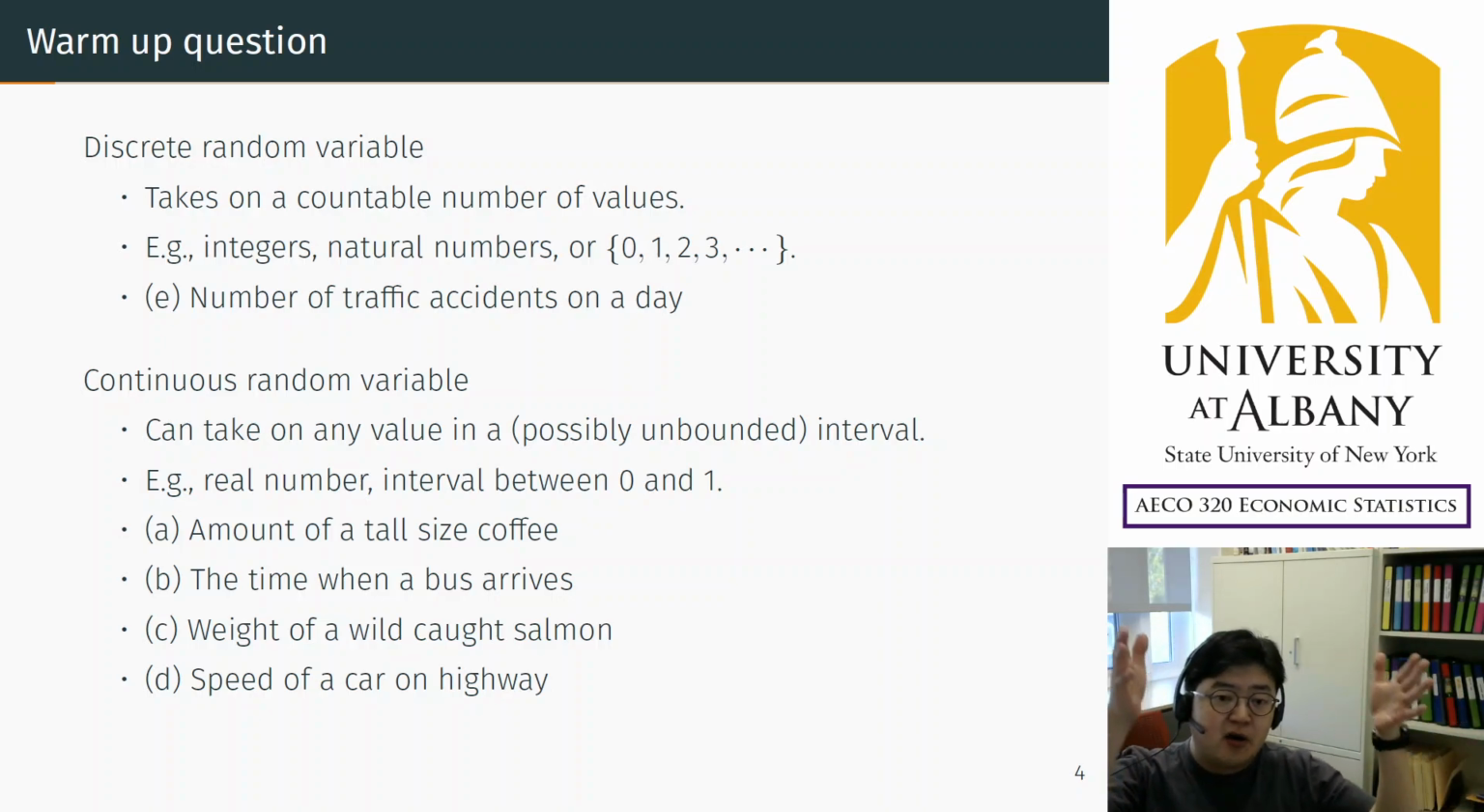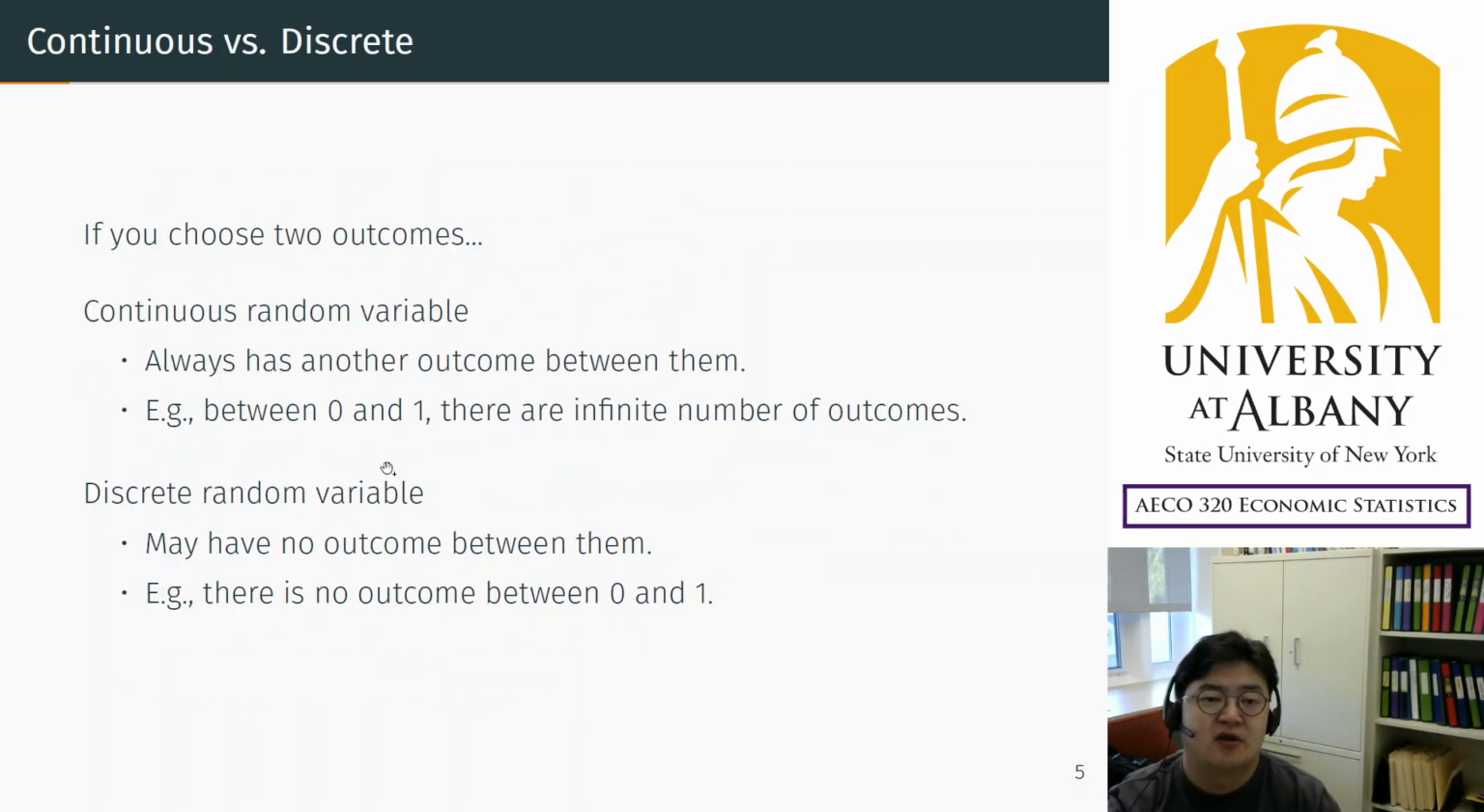So if we think about an interval which contains all the possible values, anywhere is a possible outcome, right? That causes a big difference. So continuous random variables and discrete random variables are very different. And the simplest way to distinguish them is like this. If you think of a continuous random variable, there should always be another outcome in between 2 points, right?